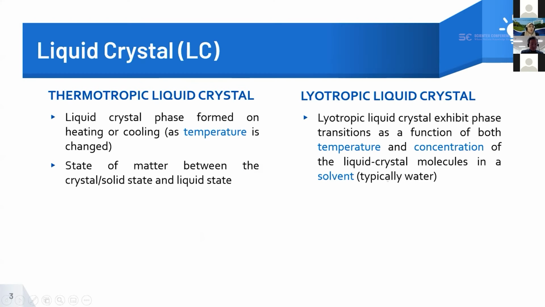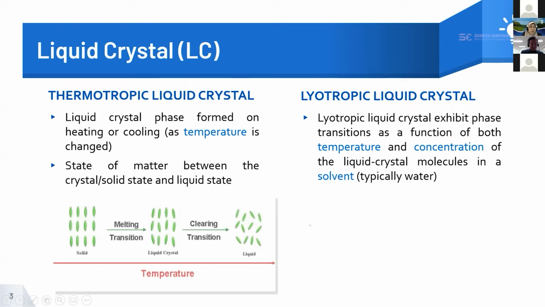So now let's look at the liquid crystal types. Firstly, thermotropic liquid crystal. The liquid crystal phase forms on heating or cooling as temperature is changed. This type of state is the state between solid and liquid. As you increase the temperature, the solid phase melts and forms the liquid crystalline phase. And then when you further heat the sample until the clearing point, you form the liquid phase.